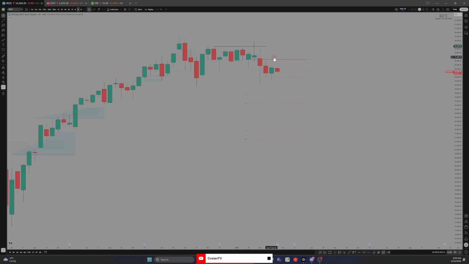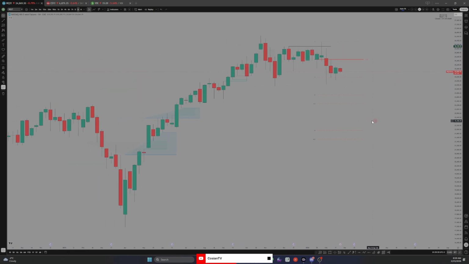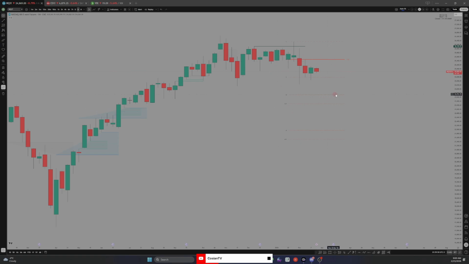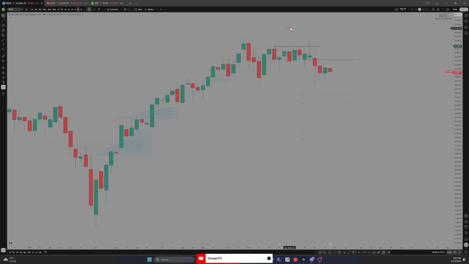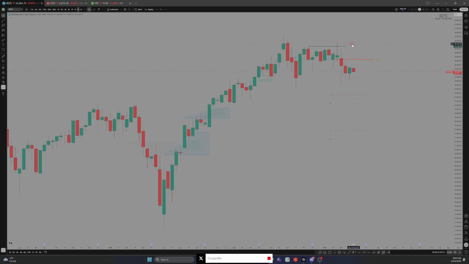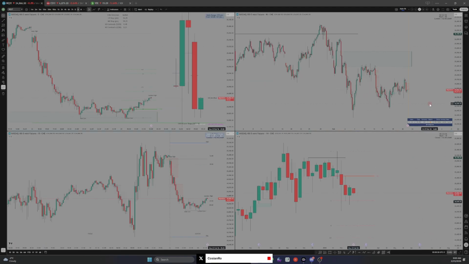We have a change in the state of delivery identified by my indicator here, with the target on the second to 2.5 fib extensions at 23,560. Let's see if price will make its way there. But that's pretty much where we are on the weekly chart. Look at the 4-hour chart.